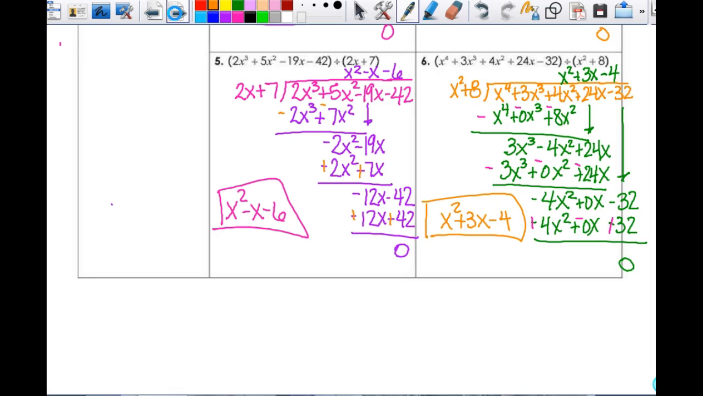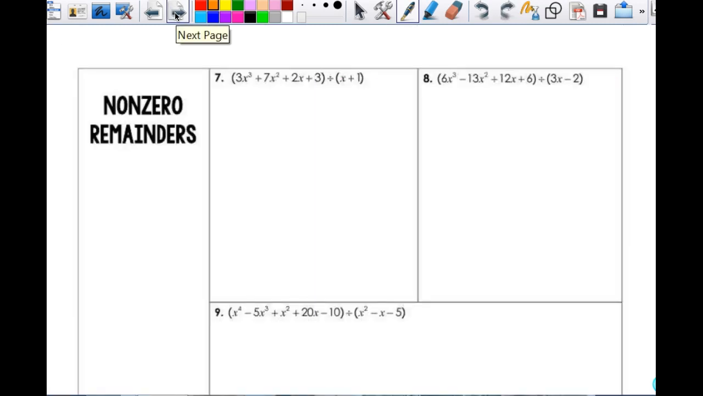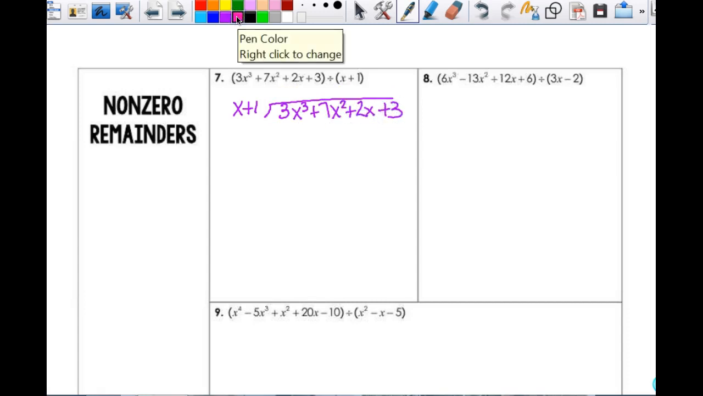All right. This will change. There we go. So we're going to do 7 together. So I'm going to take x plus 1, and it's going to divide into 3x cubed plus 7x squared plus 2x plus 3. Right? So x goes into 3x cubed, 3x squared times. So that gives me 3x cubed plus 3x squared.